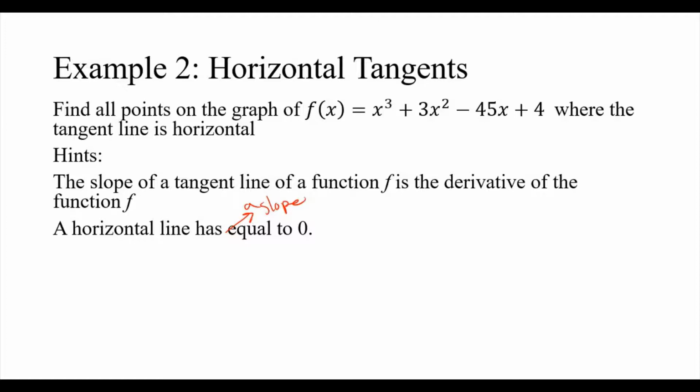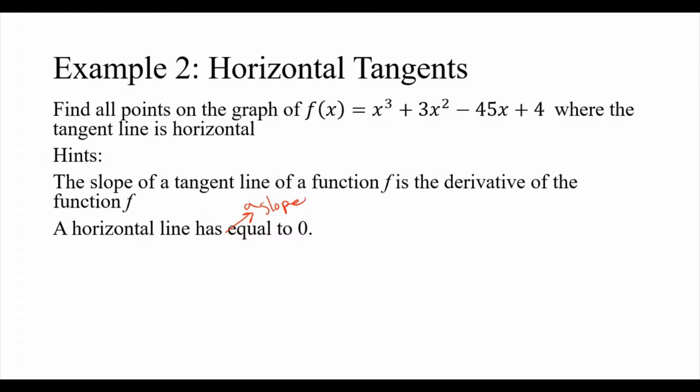So to find all the points on the graph of f of x where the tangent line is horizontal, we're going to find the derivative of the function. So f prime of x is equal to 3x squared plus 6x minus 45. Then we're going to find all of the points where the slope of the tangent line is equal to 0. Wherever the slope is equal to 0, we're going to have a horizontal tangent. So we're going to set this equal to 0 and solve it.